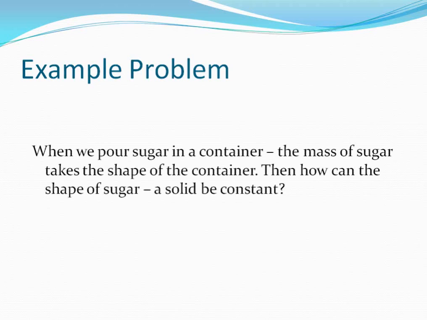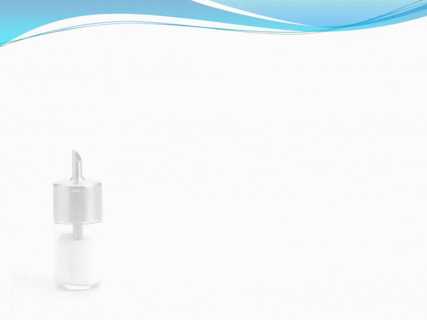When we pour sugar in a container, the mass of sugar takes the shape of the container. Then how can the shape of sugar, a solid, be constant? Now that's an interesting question, isn't it? After all, when you pour sugar in a container, the sugar takes up the shape of the container. But we just discussed that the shape of a solid is constant. Then how can sugar be a solid? Well, the answer is quite easy.